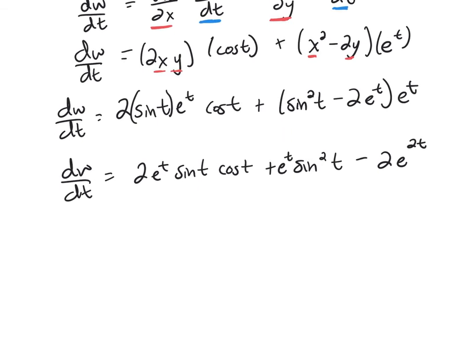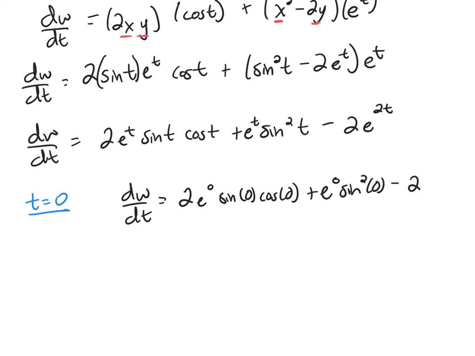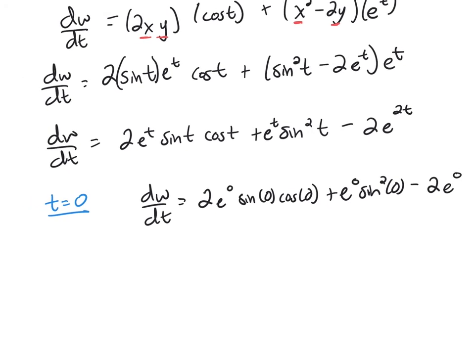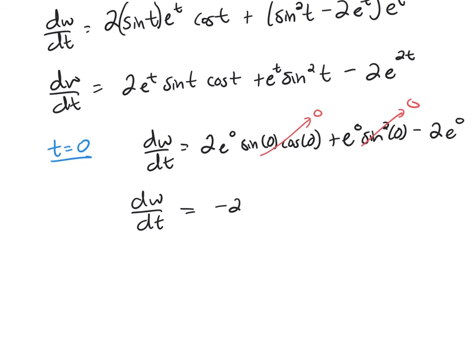And now all I've got to do is plug in my value of t. I was told that t equals 0, so you're going to plug that in to get your derivative. So 2 e to the 0 sine 0 cosine 0 plus e to the 0 sine squared of 0 minus 2 e to the 0. Sine of 0 is just 0, so this term is 0, this term is 0. So you're going to get negative 2 for the derivative. dw dt will be negative 2. And there's my answer.